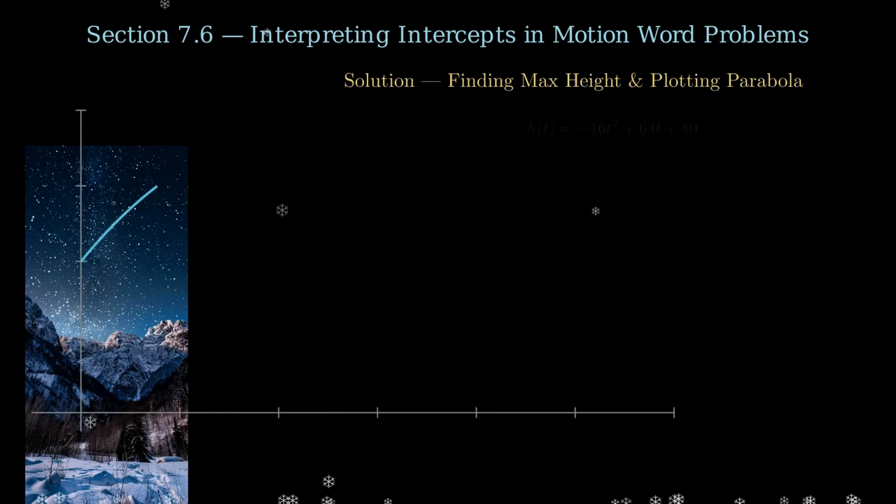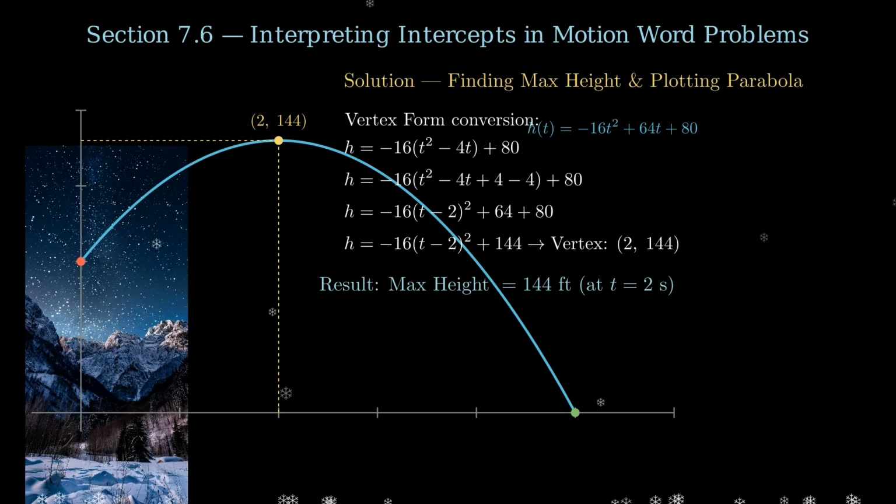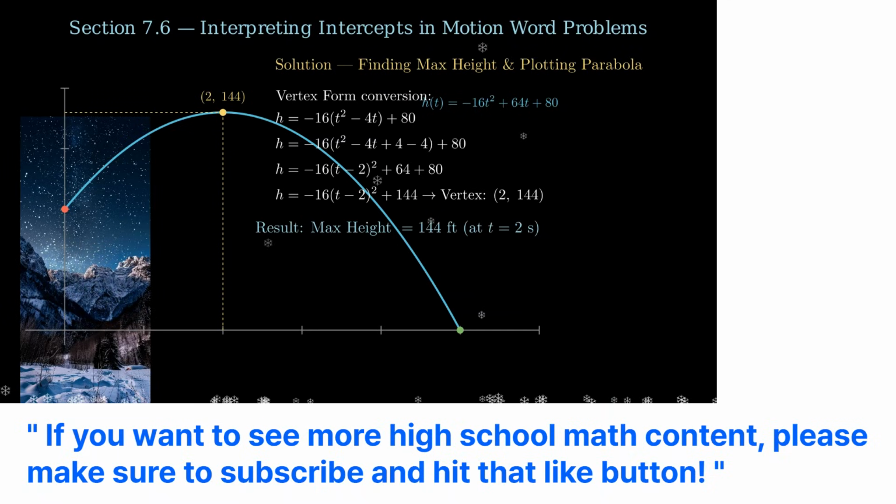Now let's find the maximum height reached by the ball. To do this, we rewrite our function into vertex form by completing the square. This gives h equals negative 16 times the square of (t minus 2) plus 144. This clearly reveals that the vertex is at the point 2, 144. Therefore, the ball reaches its maximum height of 144 feet after exactly 2 seconds. Let's look at the left to watch this stunning parabola launch from 80 feet, hit its peak, and fall down.